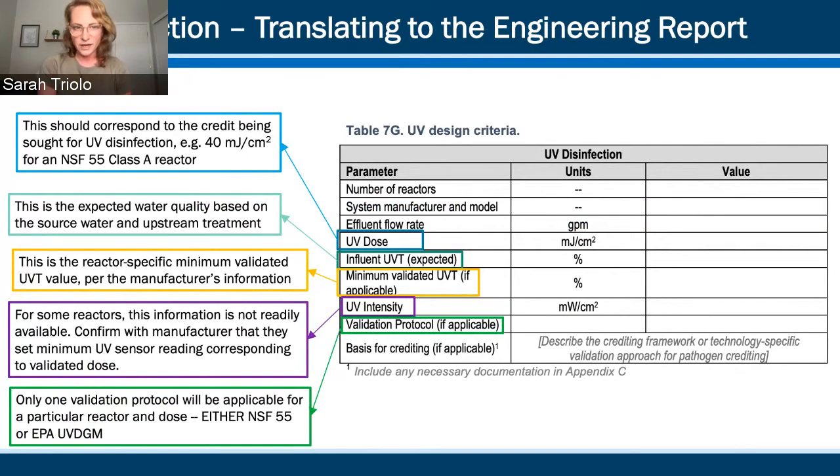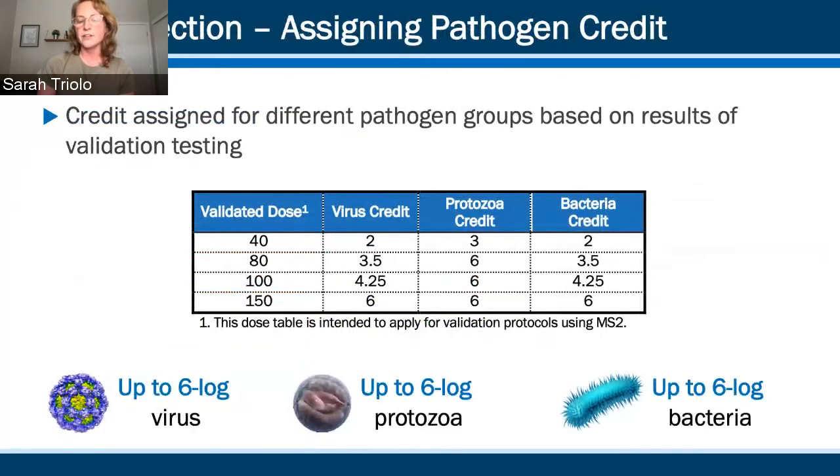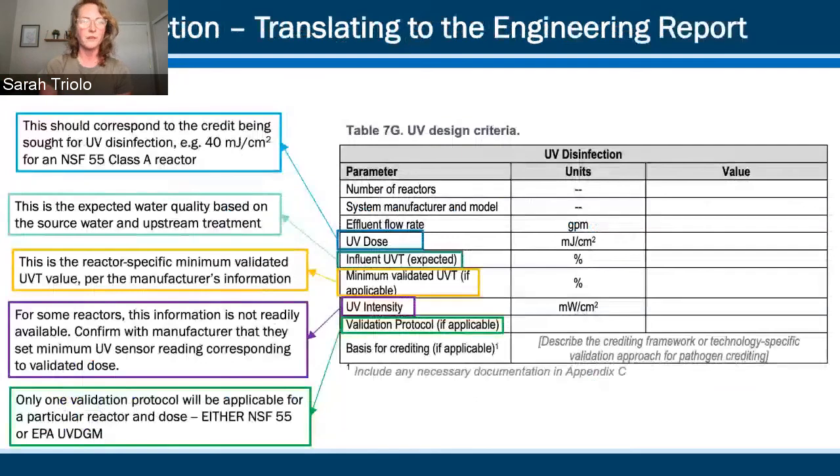So the first parameter here that I've put this blue box around, the UV dose, the value that gets entered here should correspond to how much credit you're seeking, right? So just to scroll back here, if you've put in your pathogen crediting table that you're going to achieve 2 logs of virus credit through UV, then that dose should say 40. And the same for all of these different values.